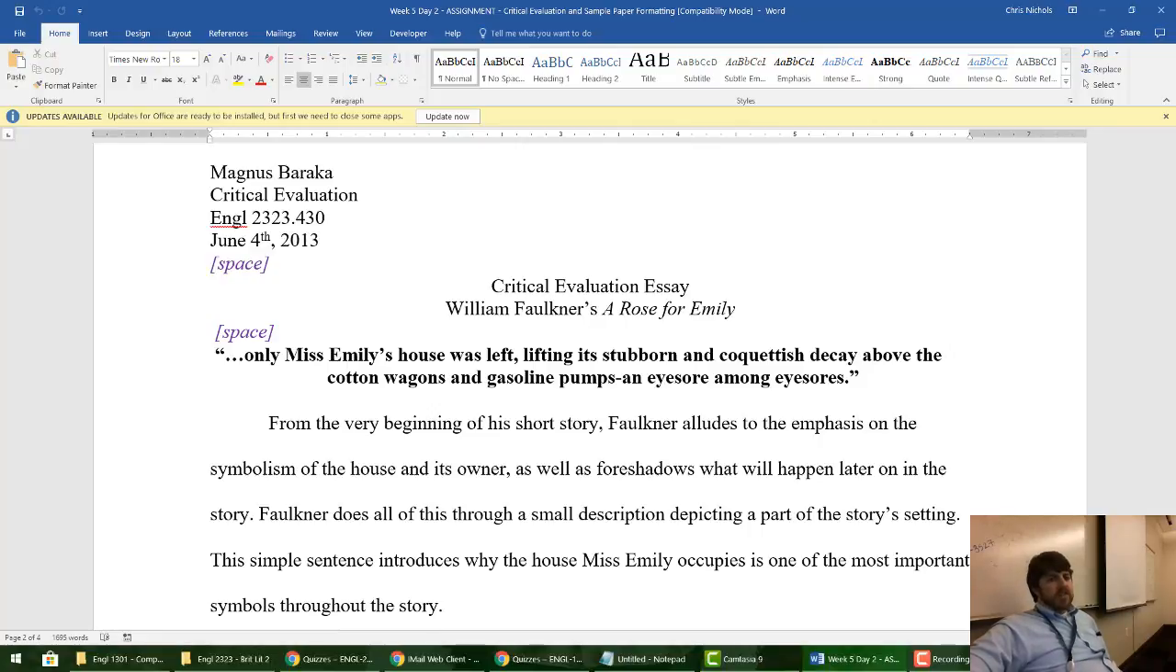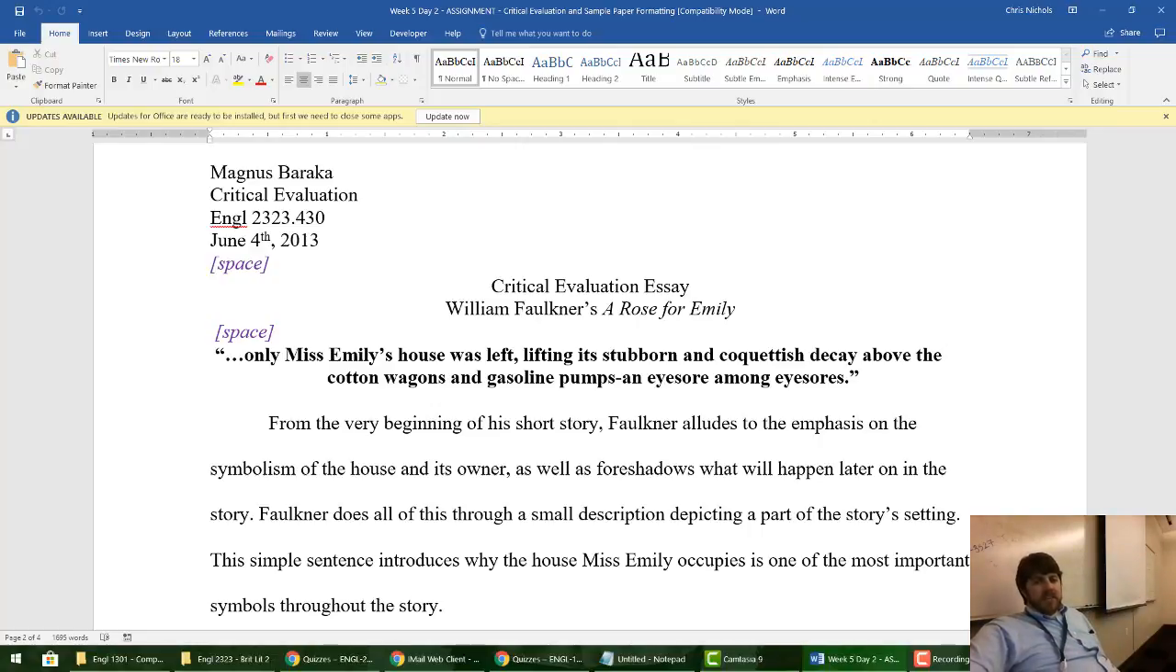But I'll just keep talking. The sentence that was chosen was the second half of one of the sentences in the very beginning of the story. And it's only Miss Emily's house was left, lifting its stubborn and coquettish decay above the cotton wagons and gasoline pumps, an eyesore among eyesores. In fact, I will unconnect my monitor now because it's useless, especially since y'all are sitting there trying to find this thing.